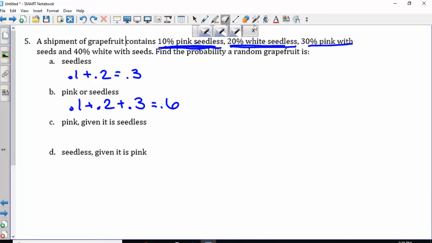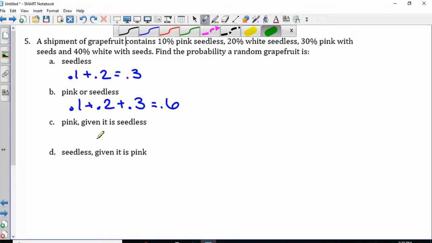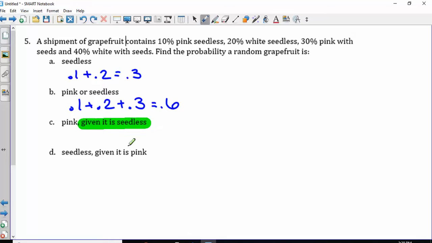Okay, then I got into my givens. The given is when you change your denominator. So given it is seedless. So I'm looking at my seedless. Probability of being seedless was 0.3. Out of those, only the seedless ones, how many were pink? 0.1. So you get 0.3 repeating.